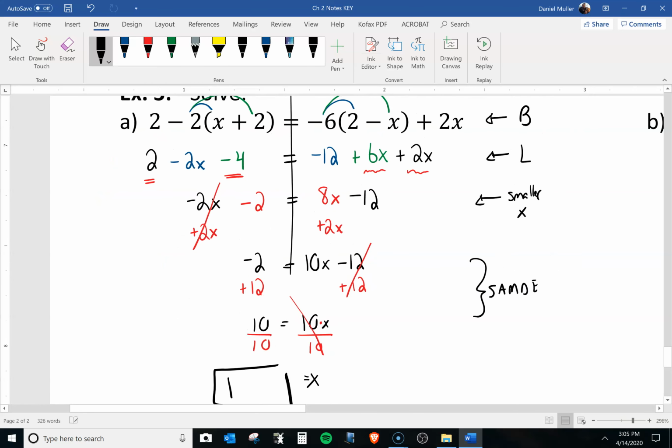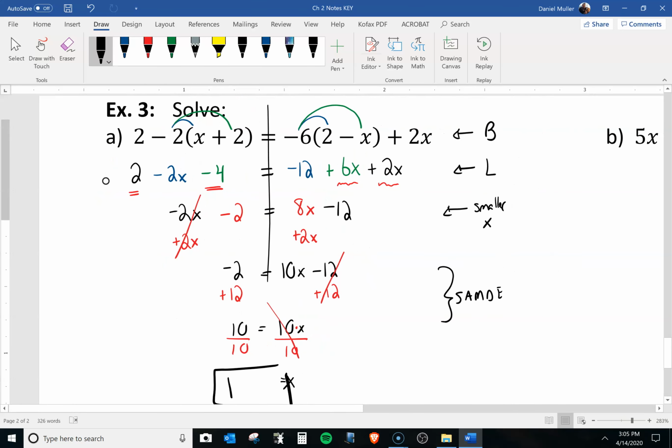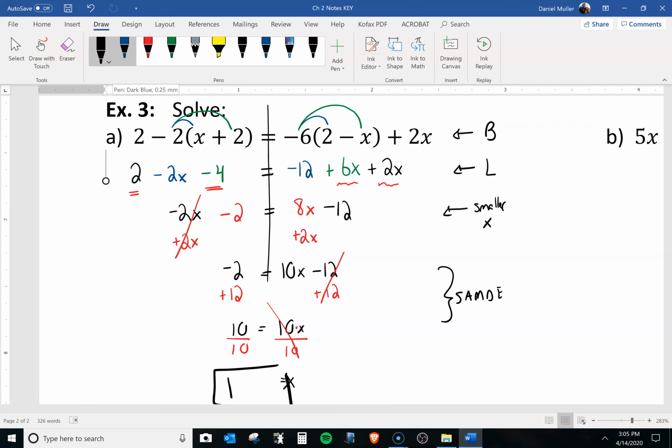So I'll zoom out here a little bit, and you can see the brackets, the like terms, moving over the smaller x, and then BEDMAS. And then x is equal to 1 at the end.